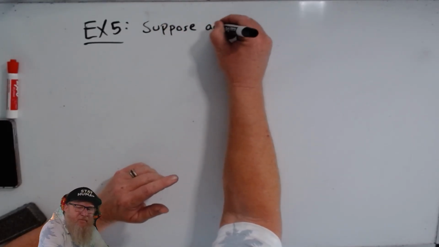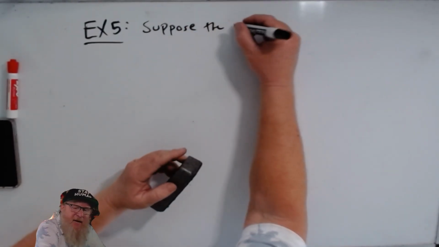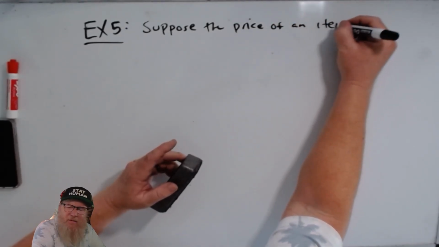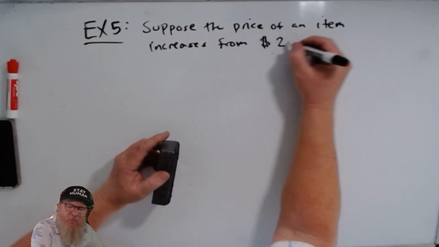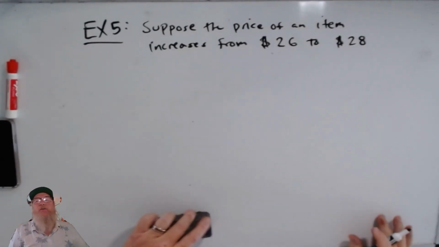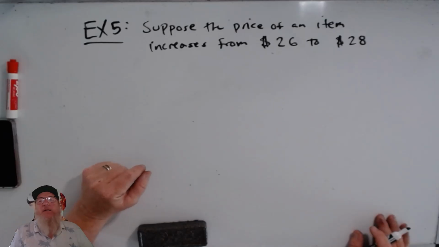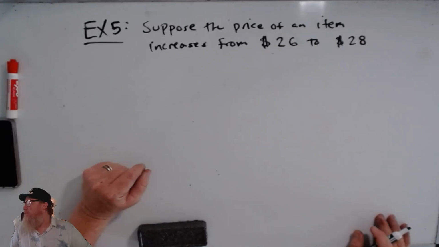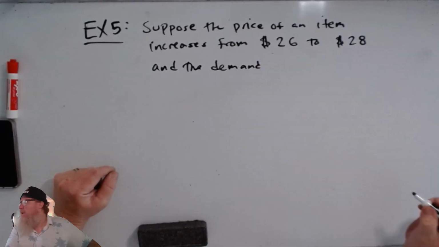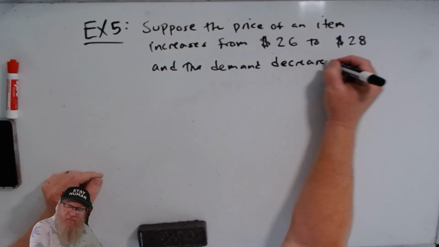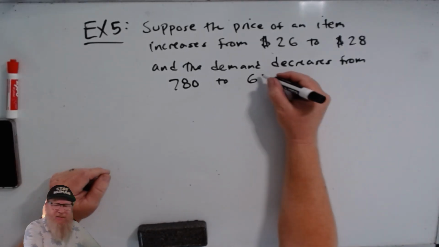Suppose the price of an item increases from $26 to $28. So a $2 increase. I don't really worry about the percentage of what that represents. If you're curious, you could do a $2 increase and calculate the percent. It's more than 1%. And the demand decreases from 780 to 672 units.